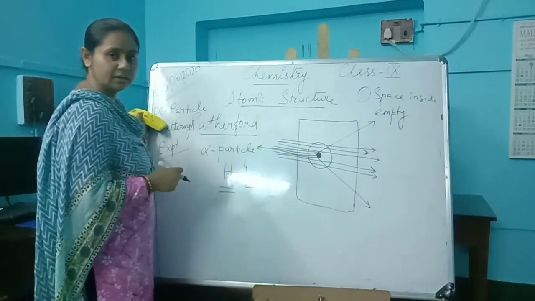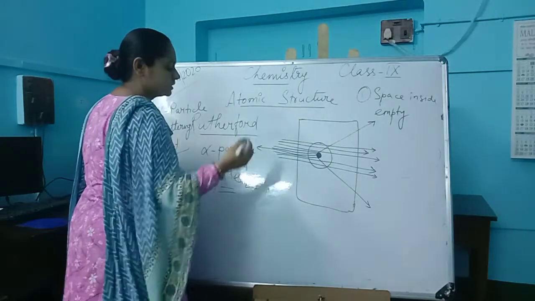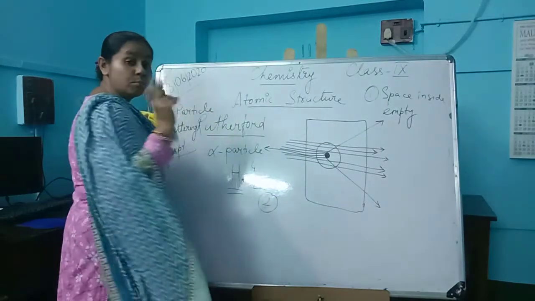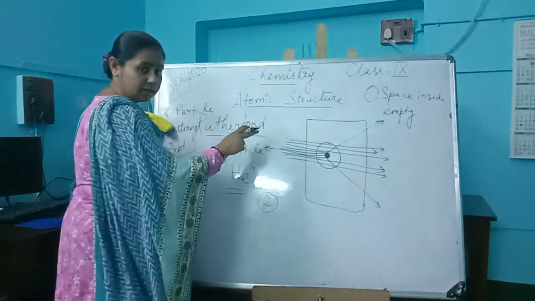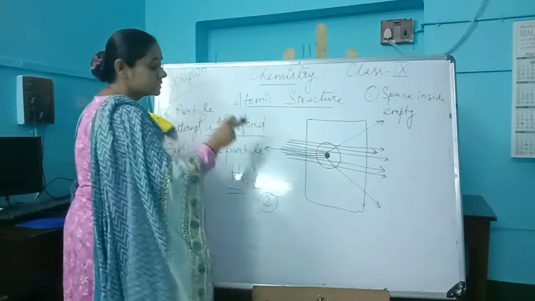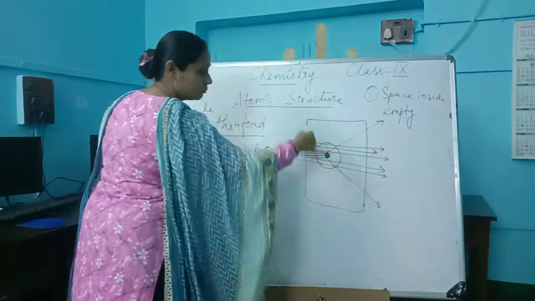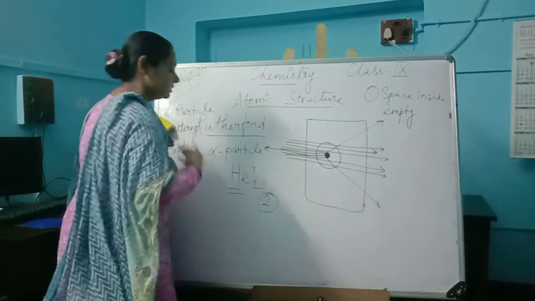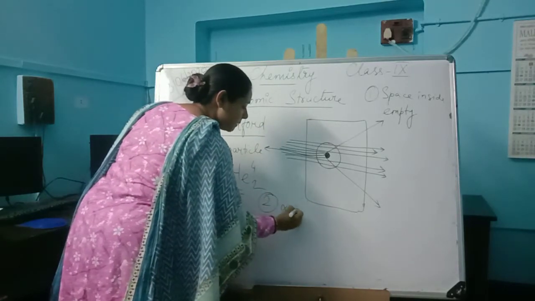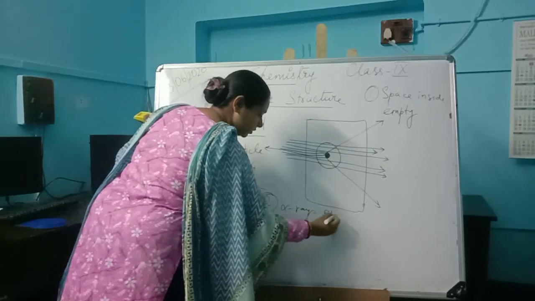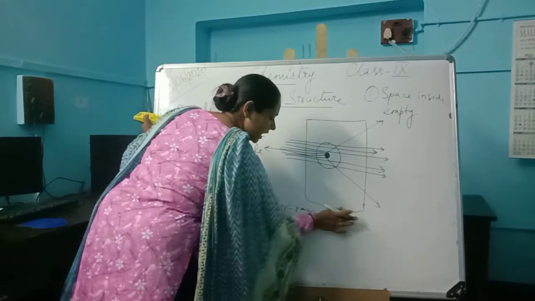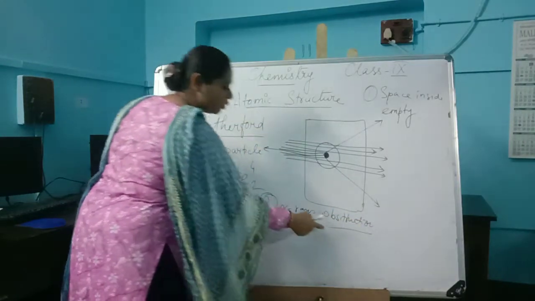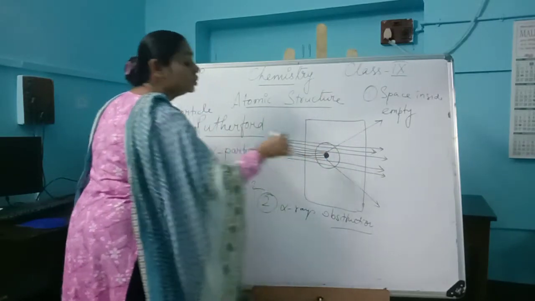What was the second finding that was categorized over here? The second finding was like this: some of the alpha rays got deflected, as a result of which the alpha rays might have struck something. The alpha rays might have met an obstruction. Obstruction in what form? Obstruction in the form of a nucleus.